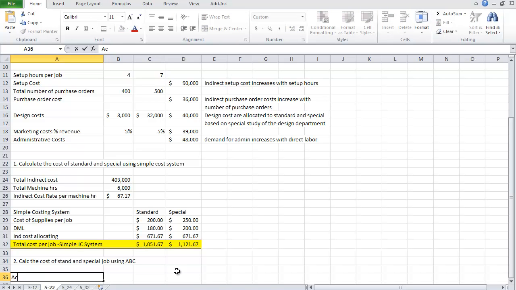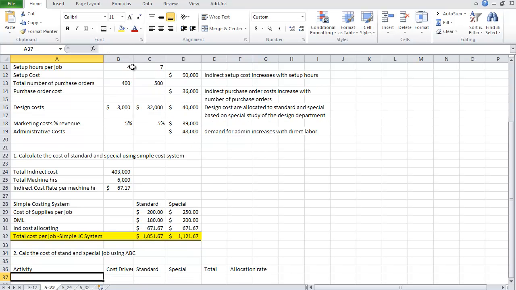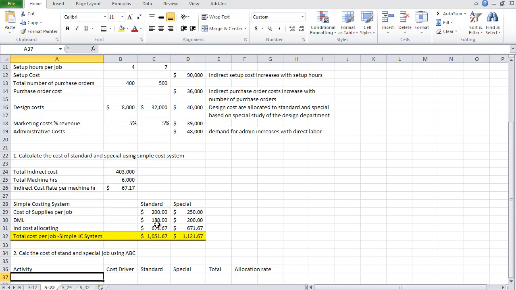I'm going to start by putting the activity. In this column, we'll have the cost driver. Again, I'm just going to lay out our problem. We have standard, we have special, we have the total, which is given, and then we have the allocation rate. So let's set our problem up like this. Let me make this a little bigger, and that should do it.